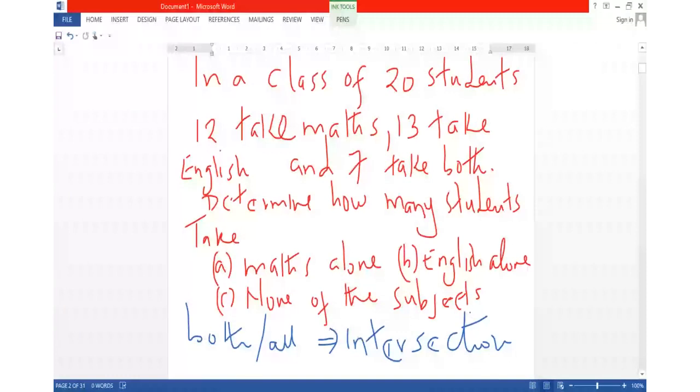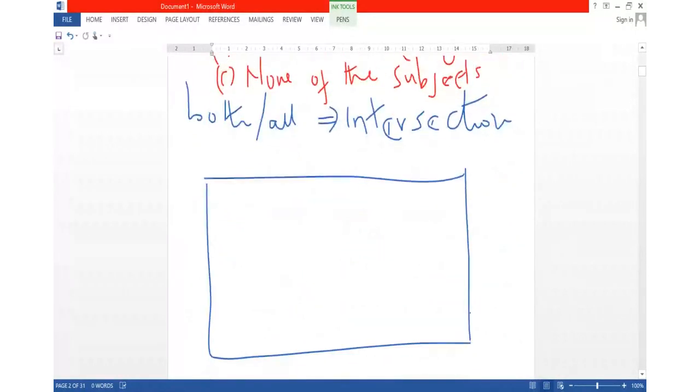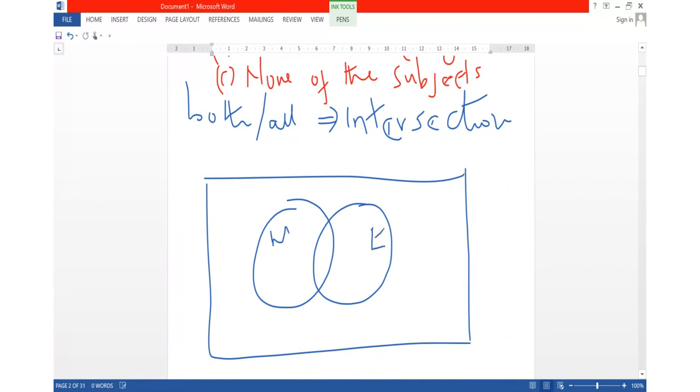The set of people who are doing maths and the people who are doing English. Because we have the word both, there must be an intersection. You can call this one M for maths, and this one E for English. Instead of writing the word English there, I can represent them in letters. So we need first of all a rectangle, and then two circles that are intersecting somewhere.